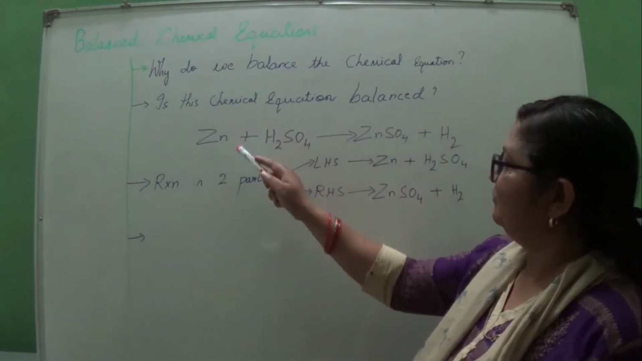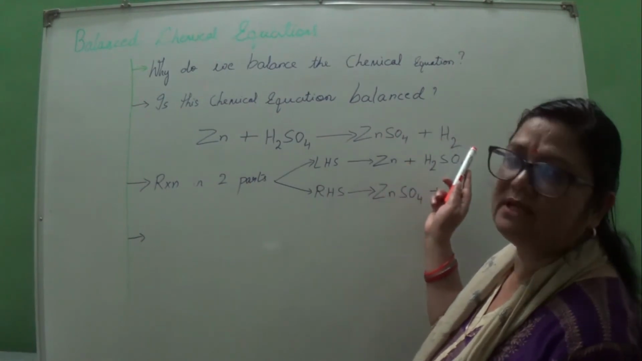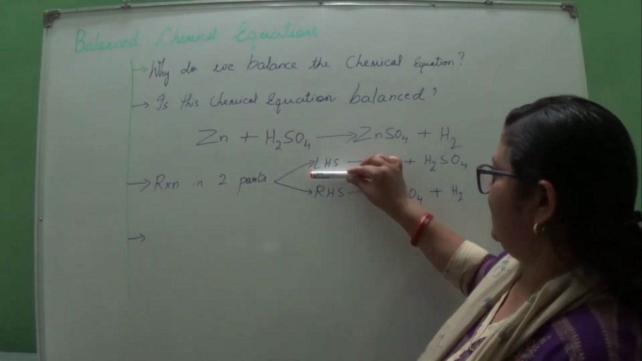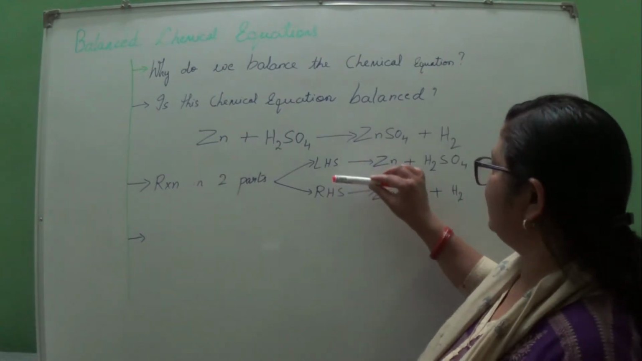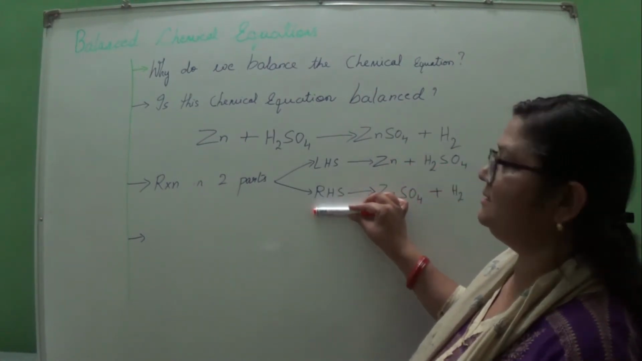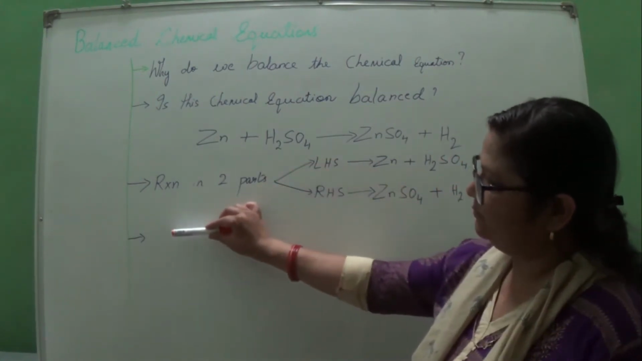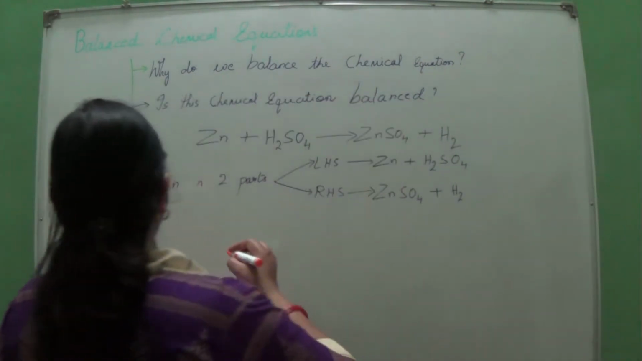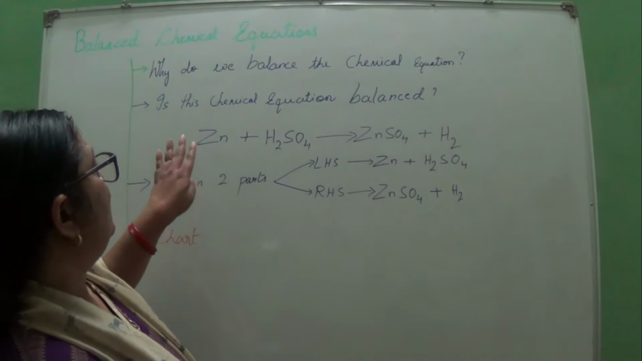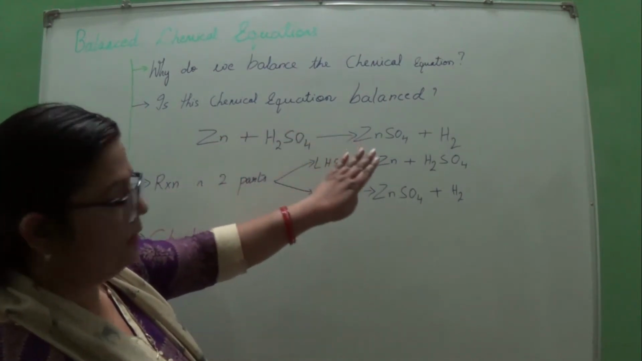Now, if we are seeing this reaction, is this reaction balanced? Zinc plus sulfuric acid is giving zinc sulfate plus hydrogen. Now, we have to divide this reaction into two parts, left hand side and right hand side. The left hand side represents the reactants, that is zinc plus sulfuric acid. The right hand side represents the products, that is zinc sulfate and hydrogen. The next step we will follow is making a chart in order to see whether the elements are equal or not in the reactants and the products.